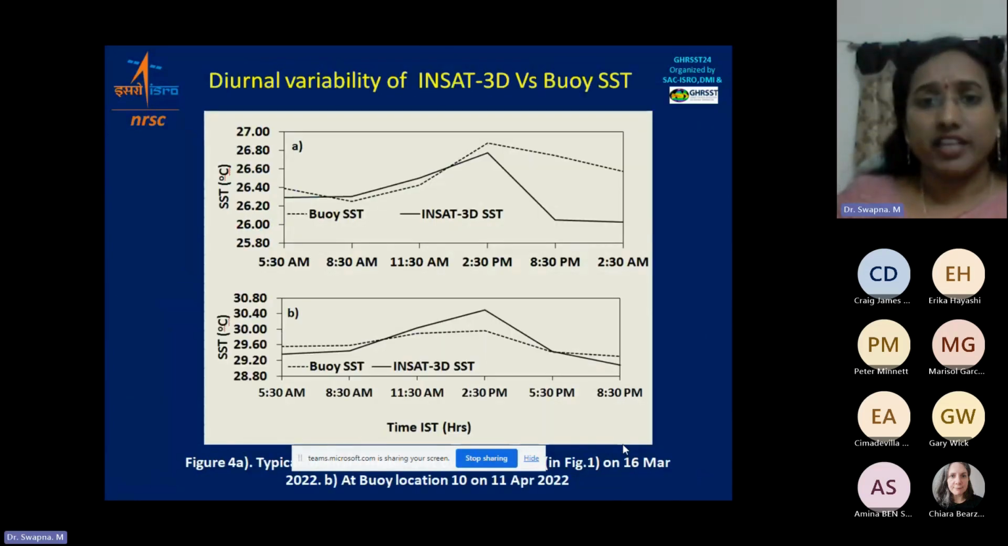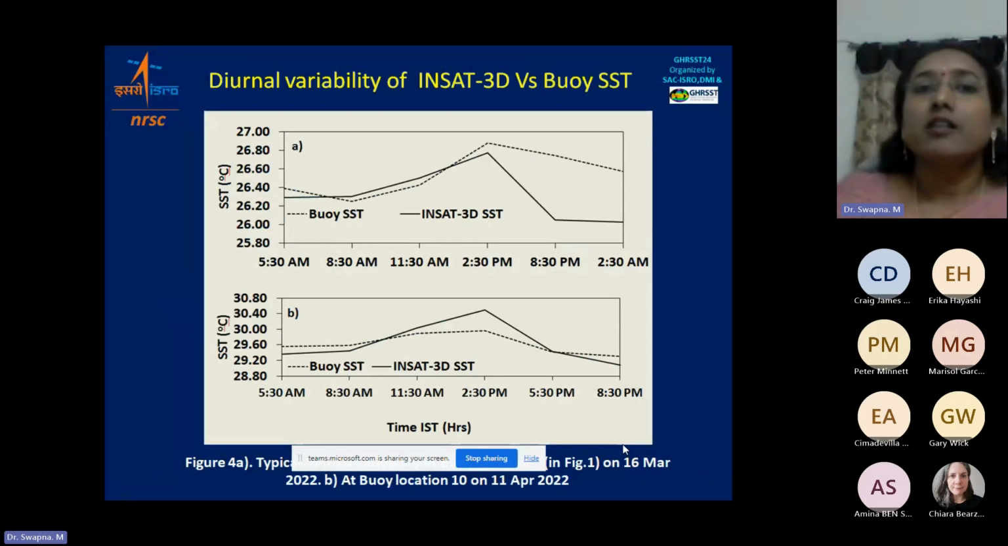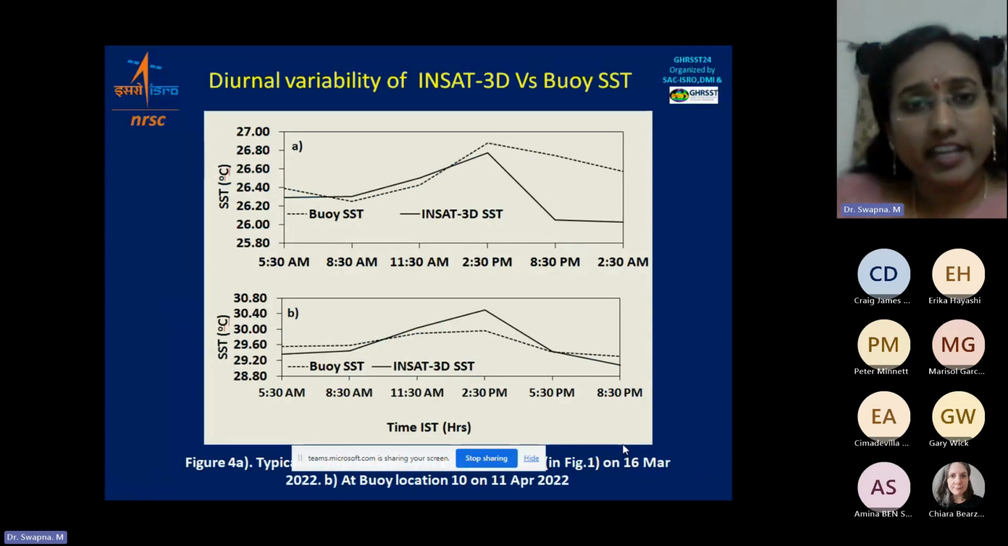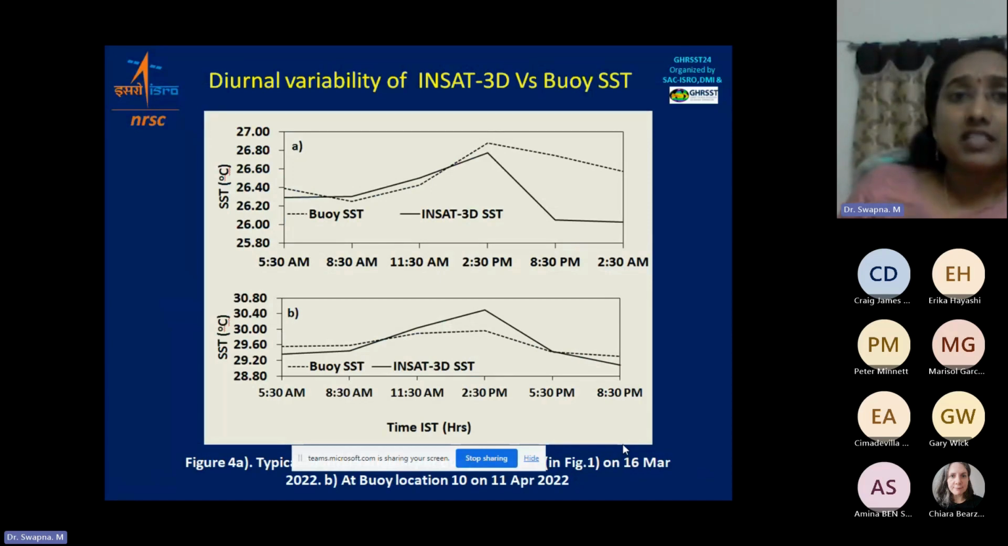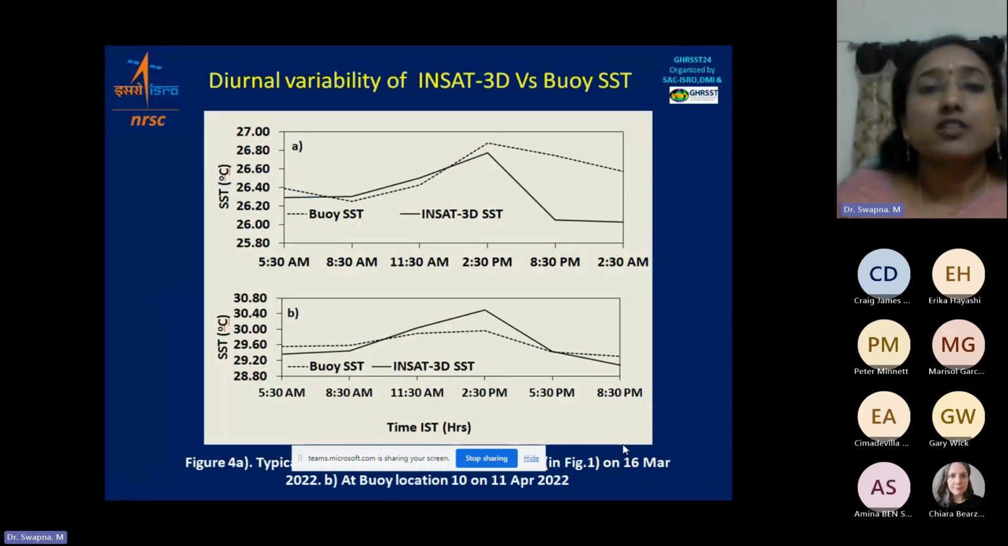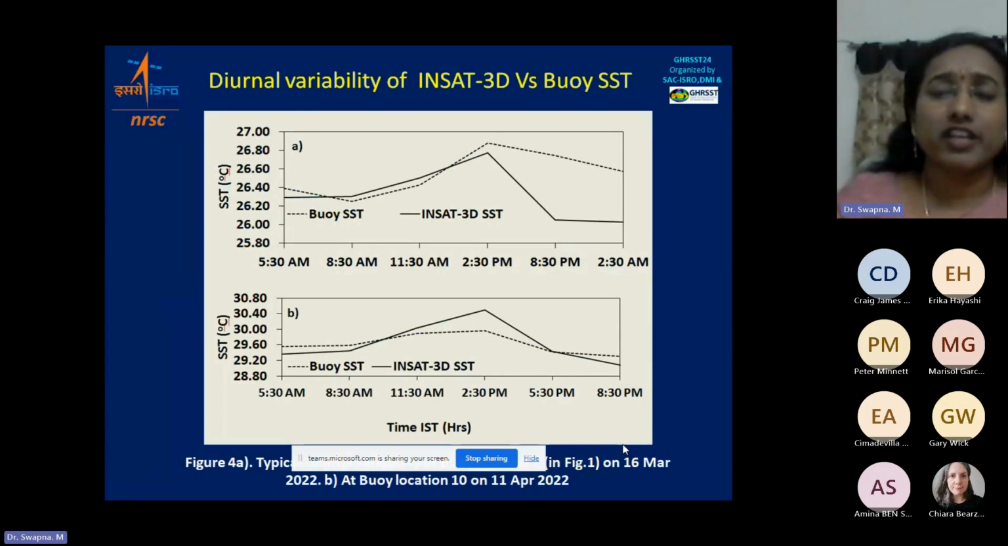Coming to the diurnal variability of INSAT-3D versus buoy SST. As I told, the initial assessment with respect to the in-situ buoy observations is carried out. Then my focus is on the diurnal variability. As we all know, diurnal variability is caused by the Earth's rotation and solar radiation. So due to this, we observe changes from day to night. How well the INSAT-3D SST captures the diurnal variability in comparison with buoys is carried out in this study.